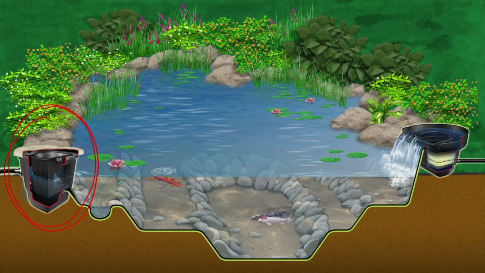It's going to start to change the pH. It's going to release acids actually into the water. So we want to manipulate and we want to control that. So by having the skimmer in place, any debris that falls on the surface of the pond is going to get sucked easily into that skimmer basket where it can be removed.